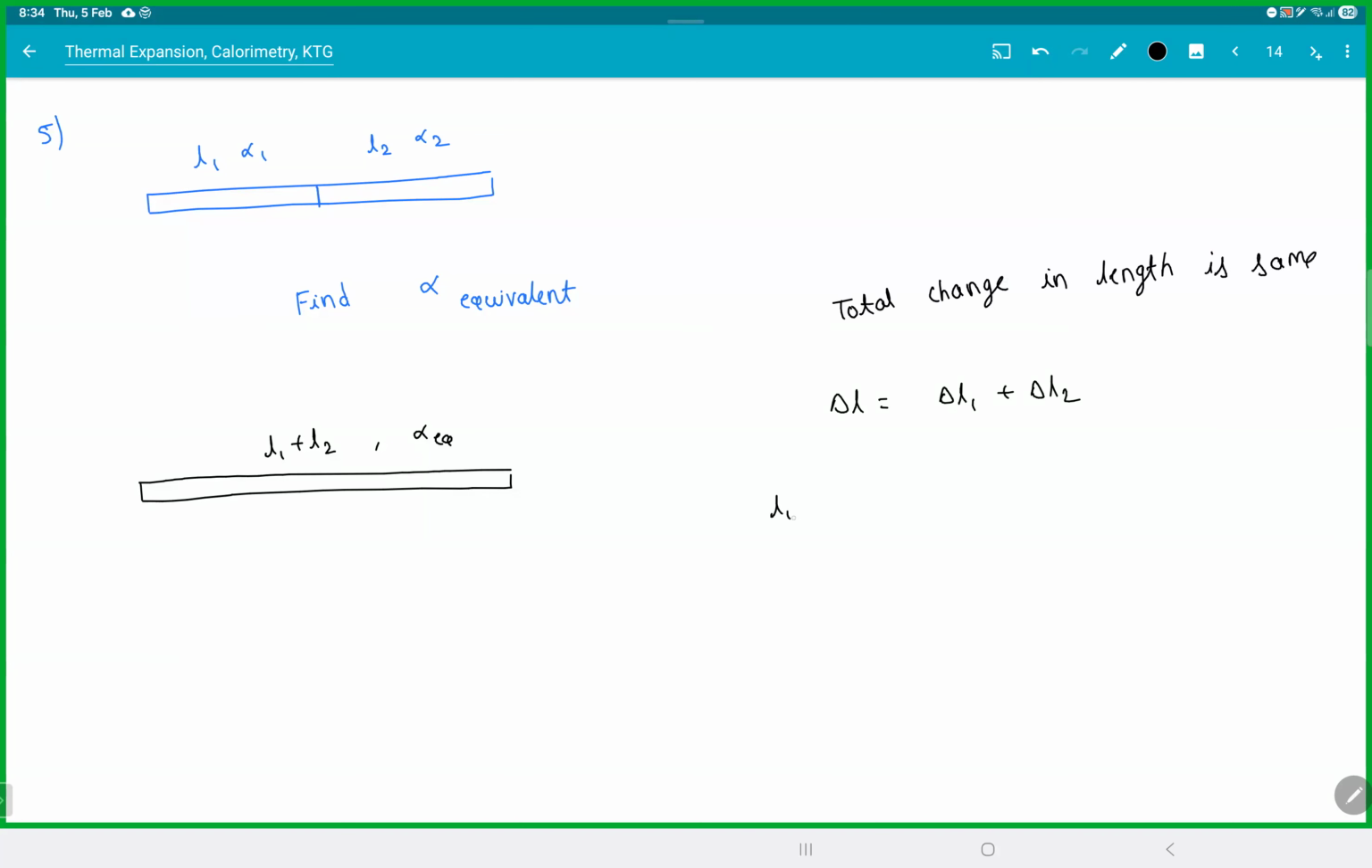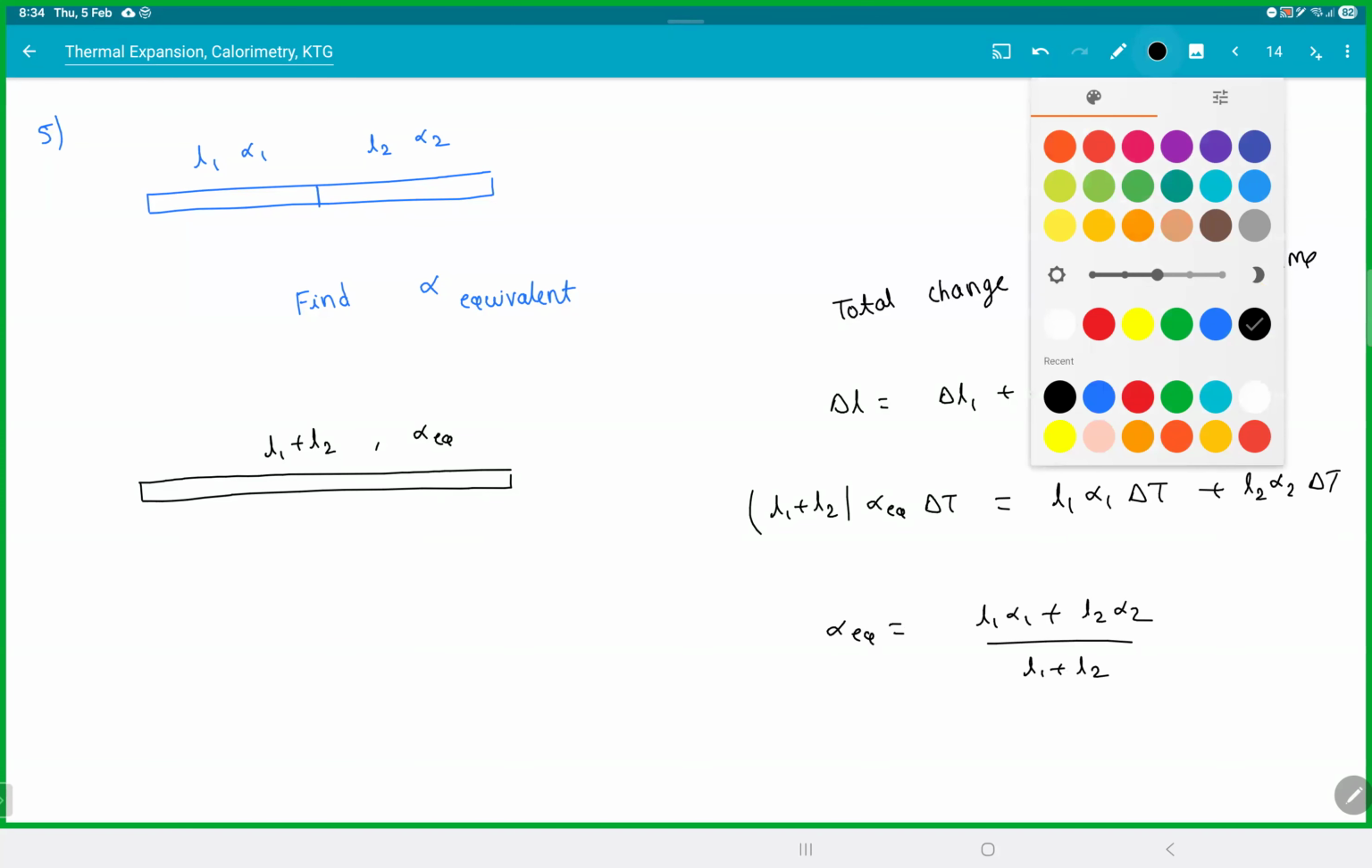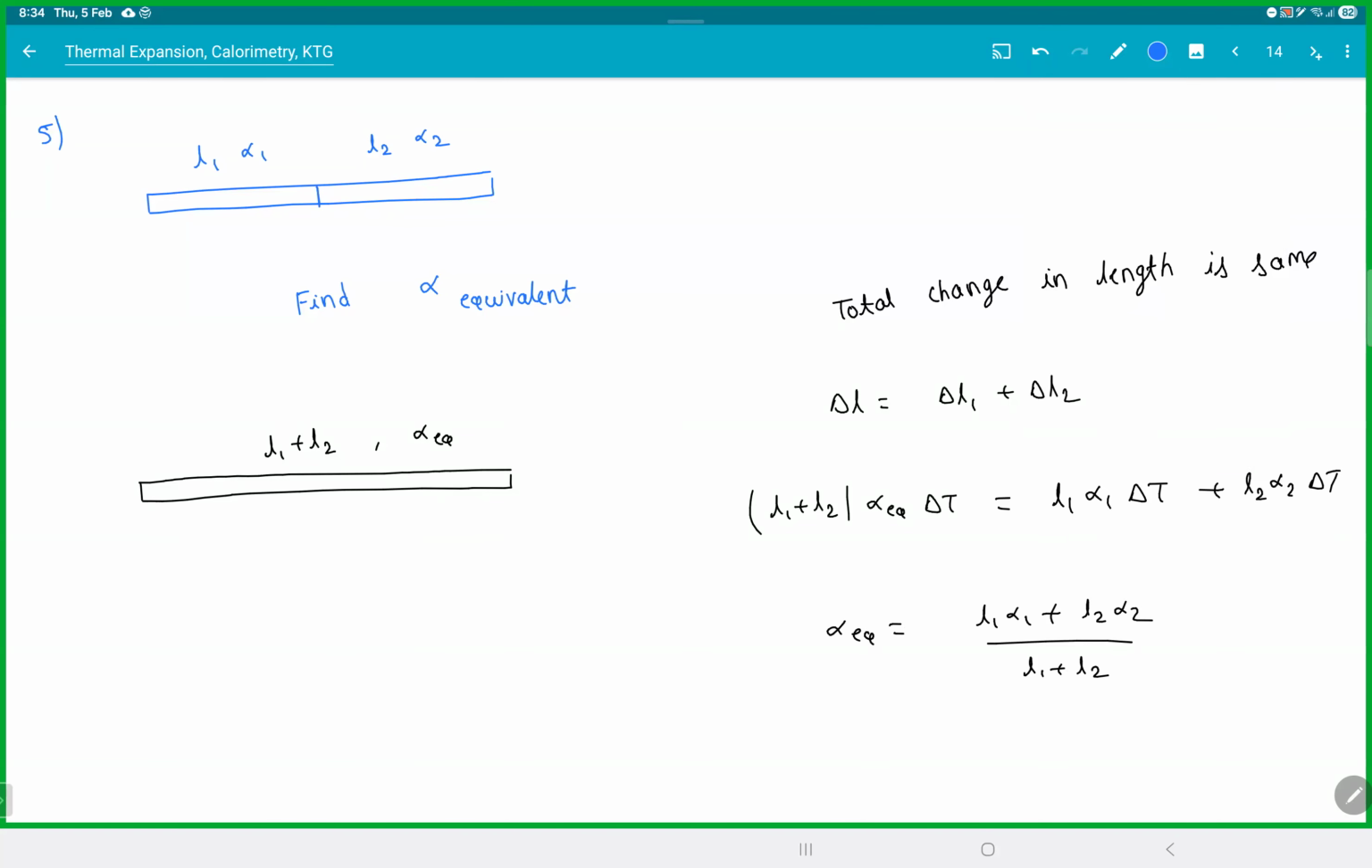So this is (L1 plus L2) alpha equivalent delta T equals L1 alpha 1 delta T plus L2 alpha 2 delta T. Delta T cancels off. We get alpha equivalent will be (L1 alpha 1 plus L2 alpha 2) by (L1 plus L2). Check. Easy.